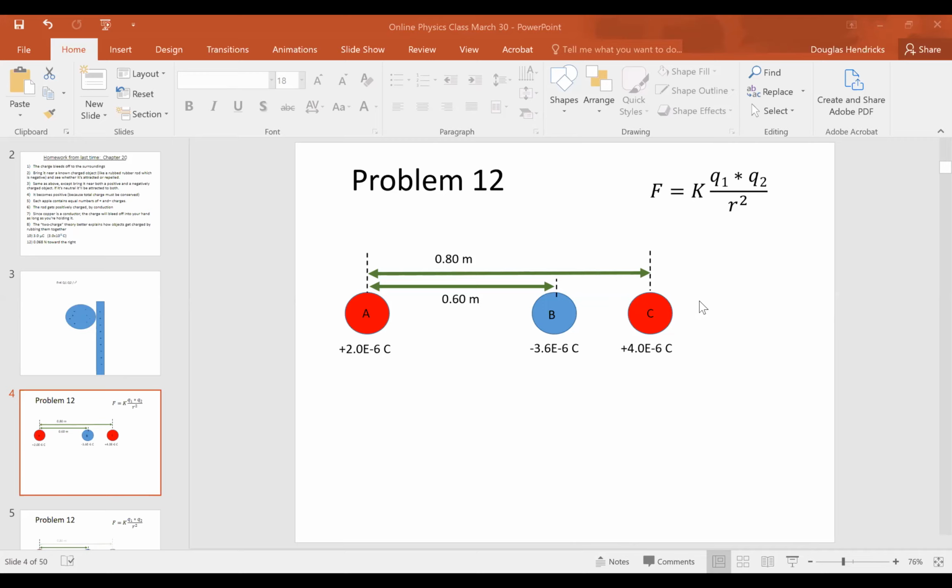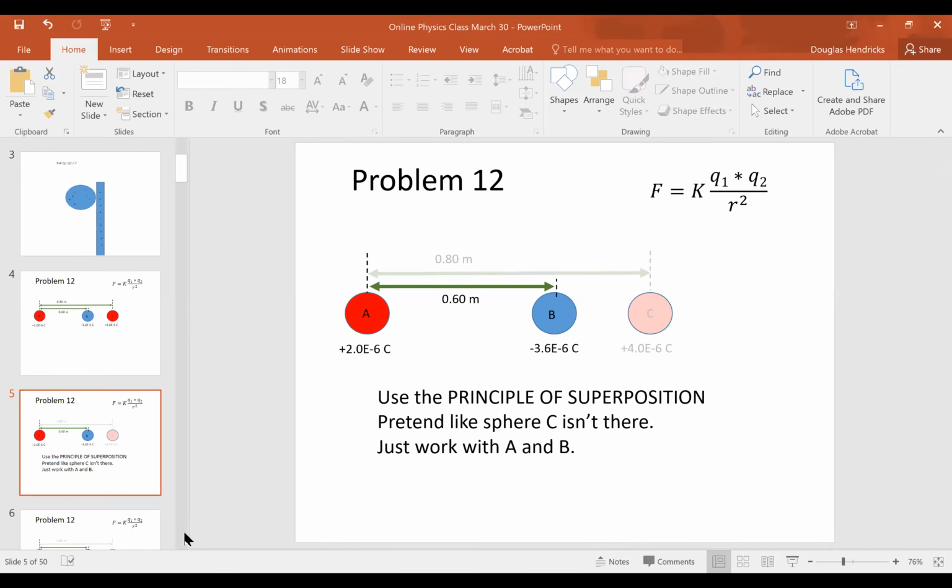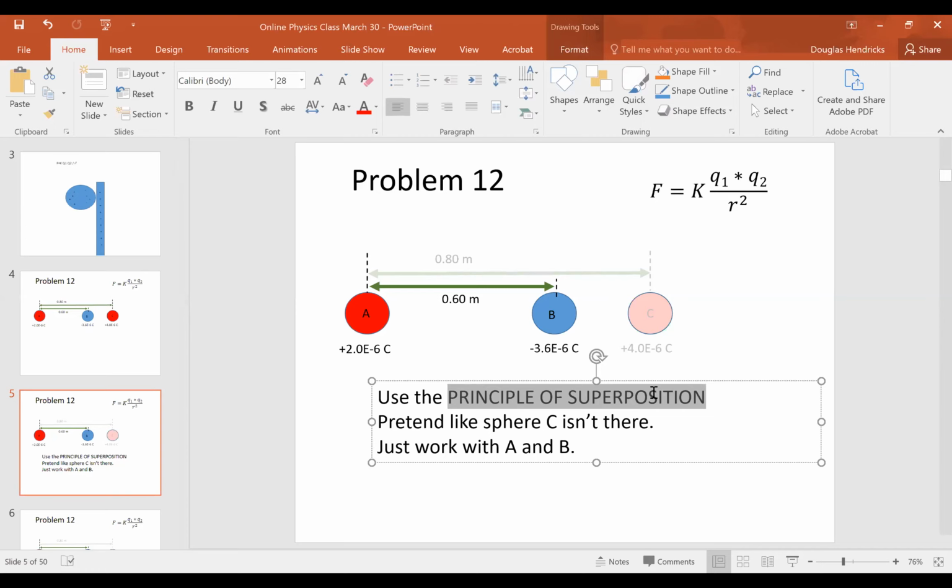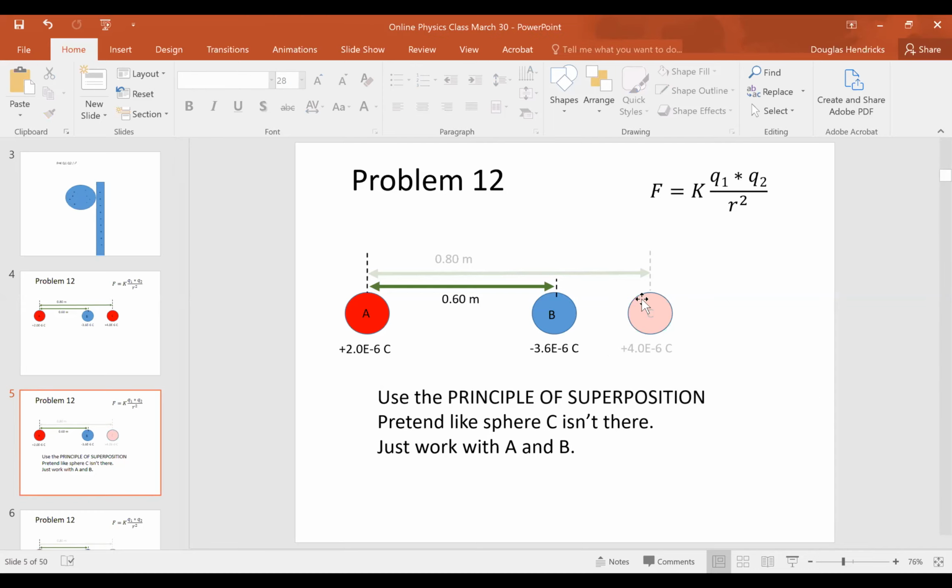Right, so what I need to figure out is the charge on sphere A. Now, here is the important thing. I don't remember if I used this term last time or not: the principle of superposition. That is really, really important, and we're going to be using it a lot. What the principle of superposition says is that if you have multiple objects, just take them two at a time. You can see on this slide I've grayed out sphere C, so I'm pretending the only objects in the world are sphere A and sphere B.